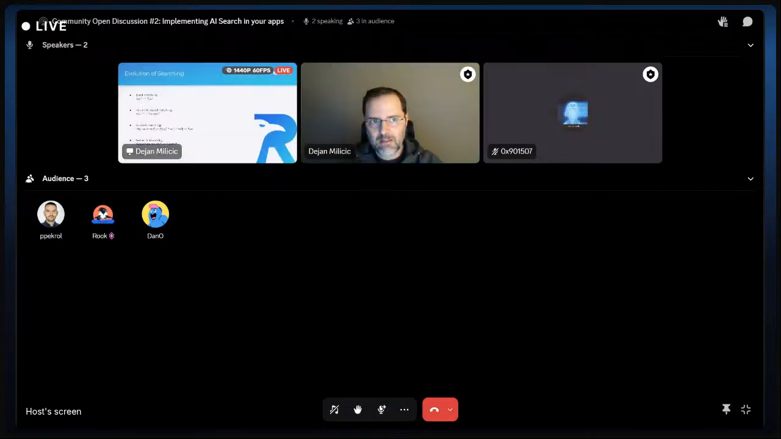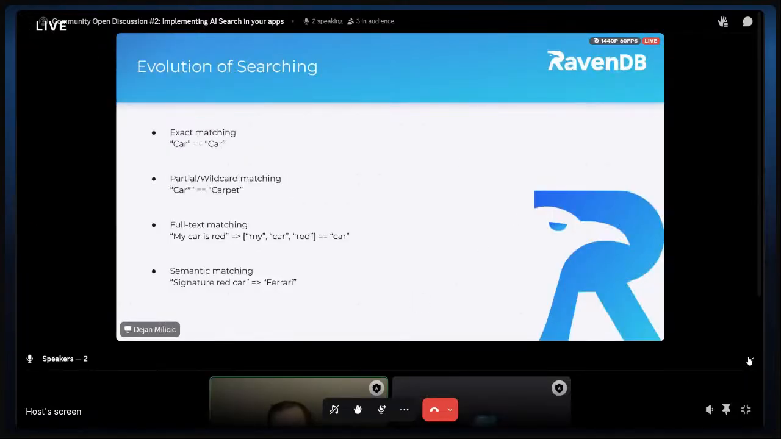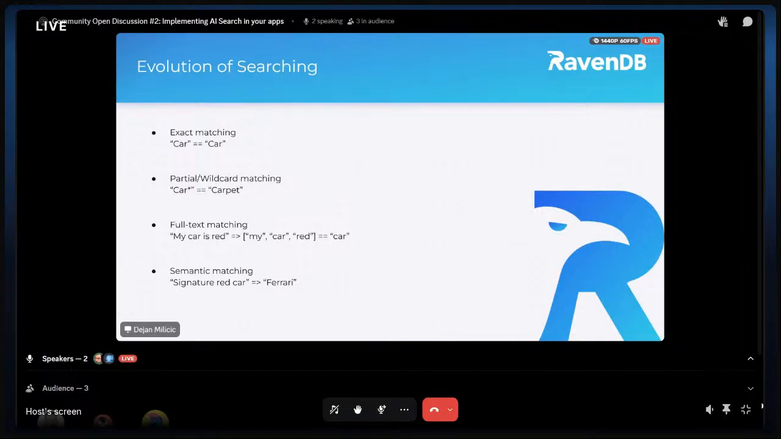So, searching. Probably as long as we have computers and information, we need to perform some kind of searching. And here on this slide, you can see a brief evolution of how searching was developing.